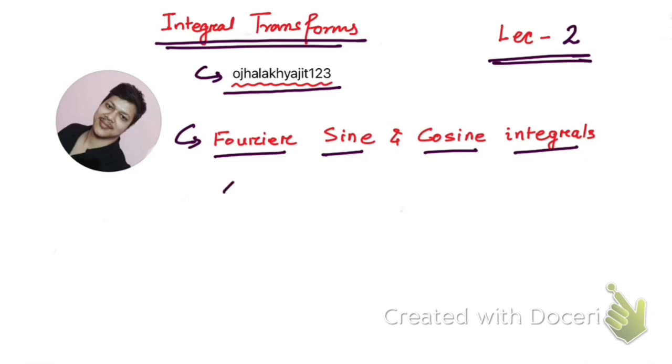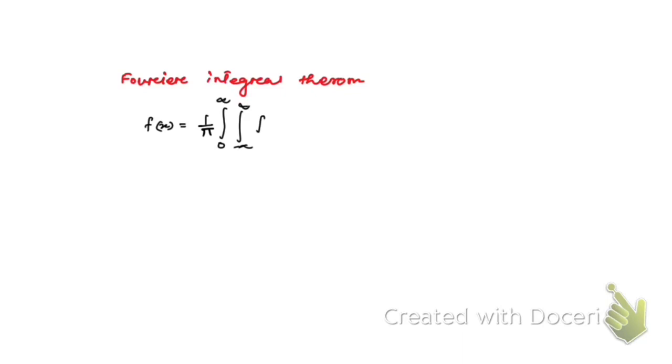Now let us discuss Fourier sine and cosine integrals, right? So let's start. As in the last lecture, we have discussed the Fourier integral theorem. According to this theorem, we have f of x given by 1 by pi, double integration, u from 0 to infinity, then t from minus infinity to plus infinity, f of t cos u into t minus x du dt. We have got it, right?